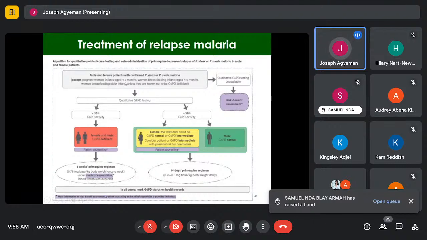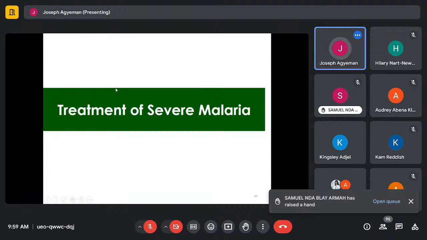The contraindications in 6 months, when breastfeeding. For women breastfeeding 6 months, all the contraindications are still here. If not, you add it to prevent relapse.